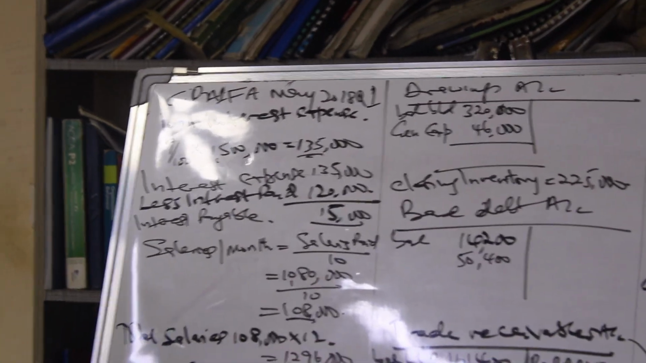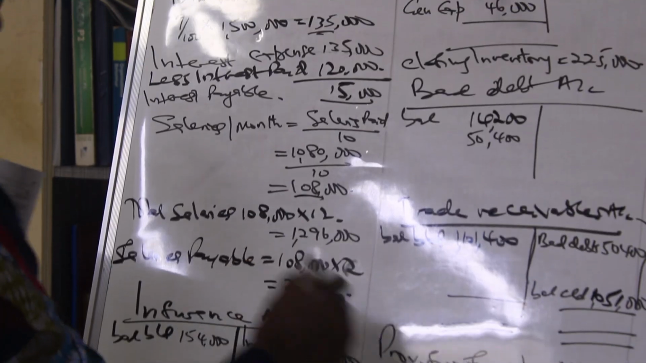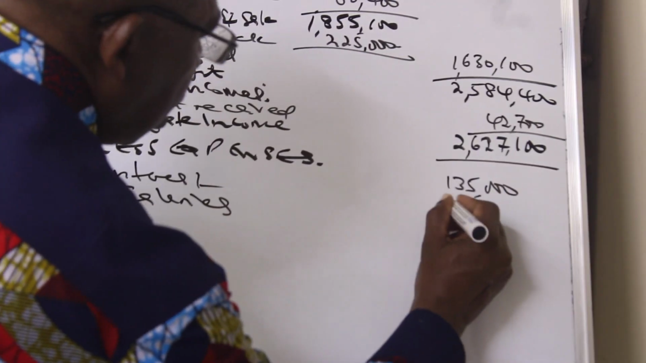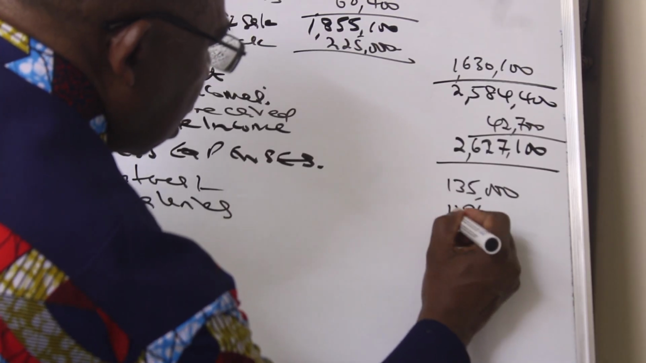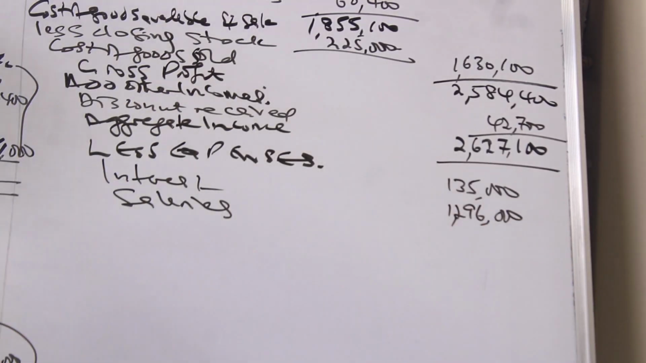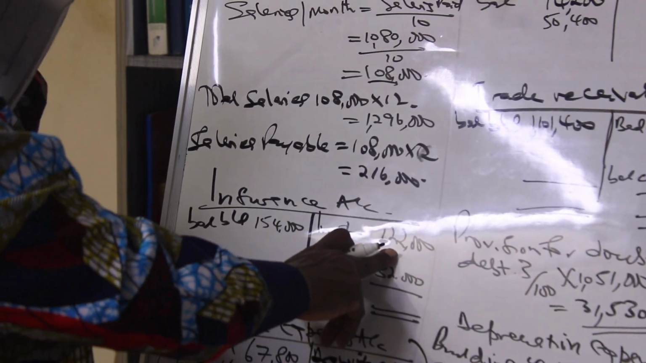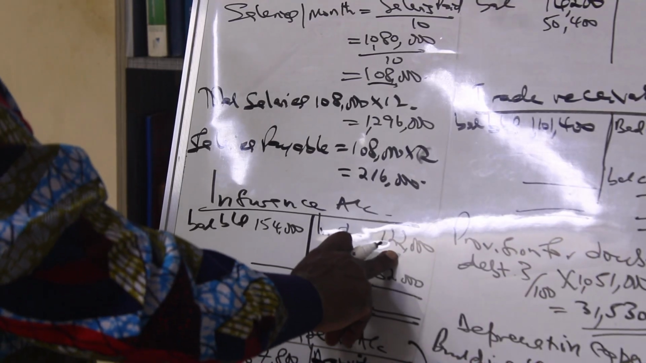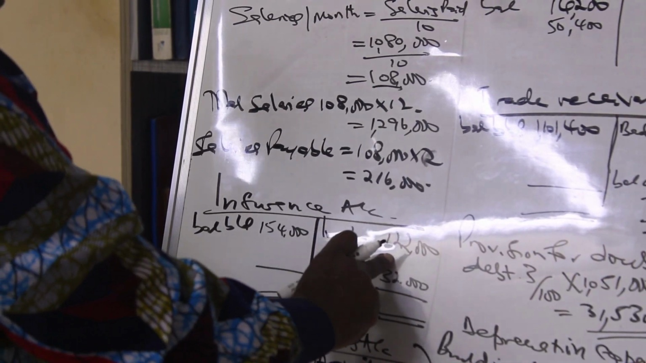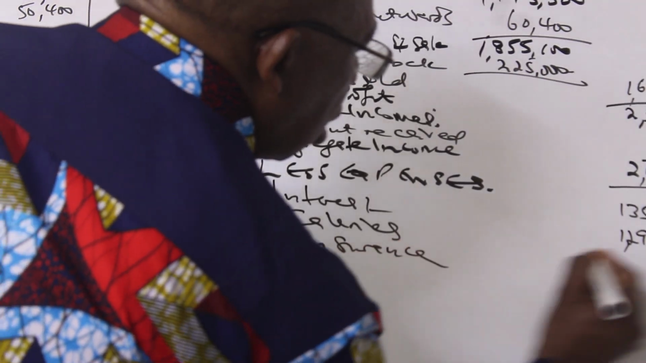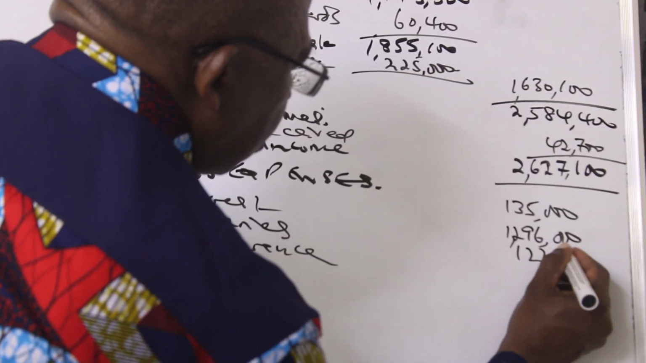Salaries, we have said, total salaries is 1,296,000. Insurance is 122,000. We are capturing the adjusted figures.